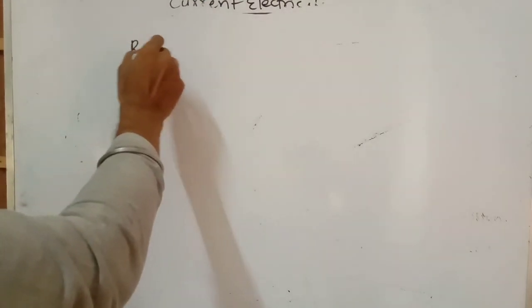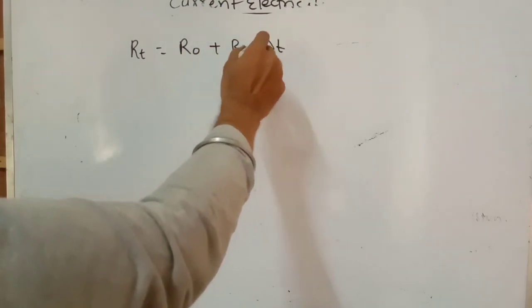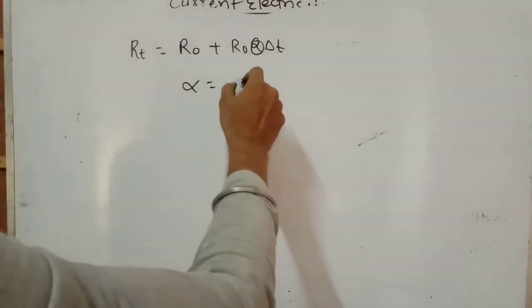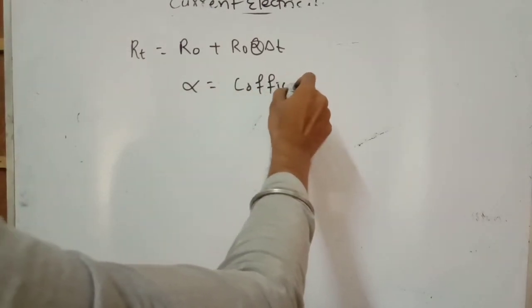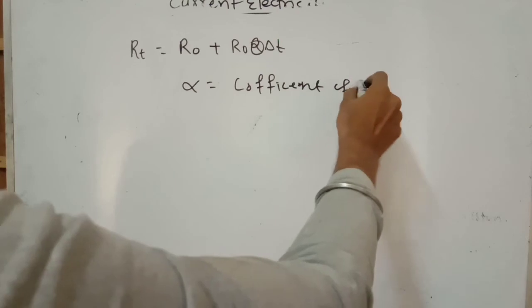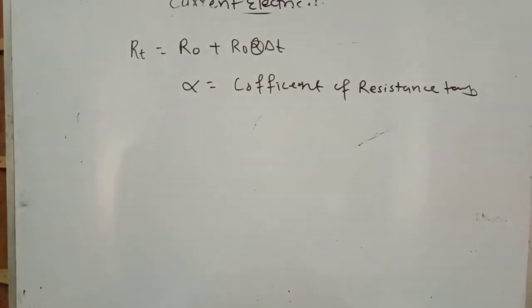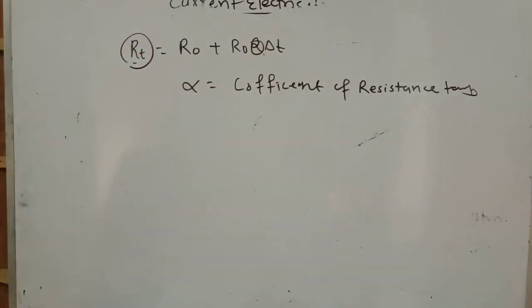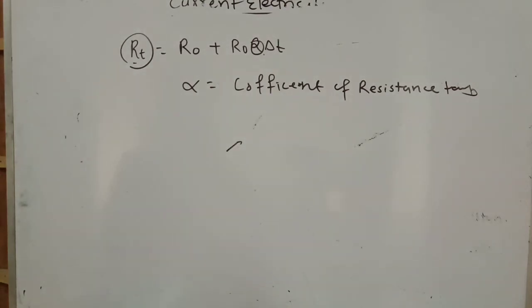So RT equals R naught plus R naught alpha del T, where alpha is the temperature coefficient of resistance. So here, when the temperature increases, resistance increases. Why? You can also say that when the temperature increases, the collision of electrons also increases.